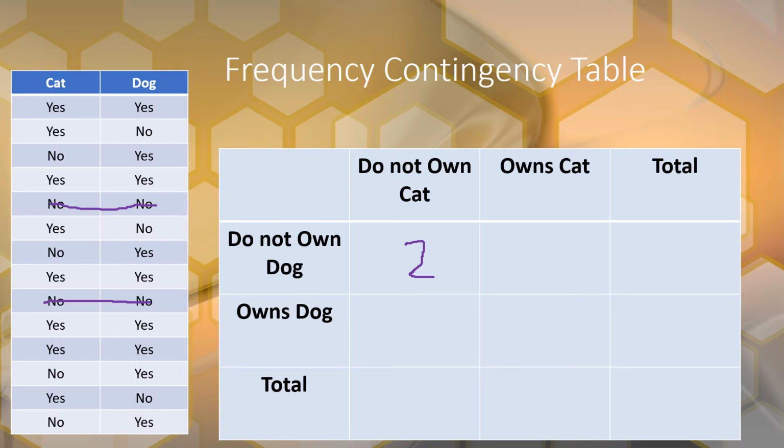Okay, and then we're going to go to where it says do not own a dog, and then you're going to go over to where it says owns a cat. So we're looking for people who do not own a dog, but they own a cat. So they're going to have a yes for cat and a no for dog. So that's 1, 2, and 3.